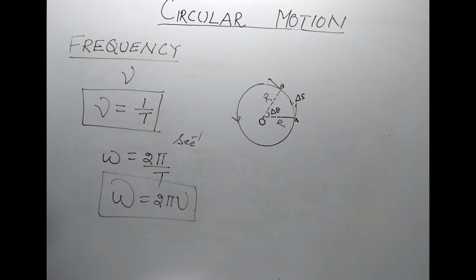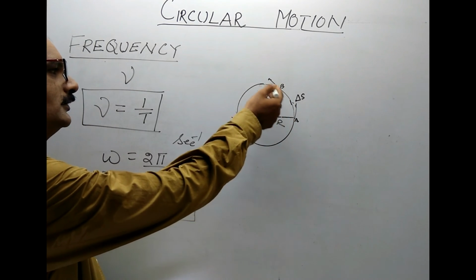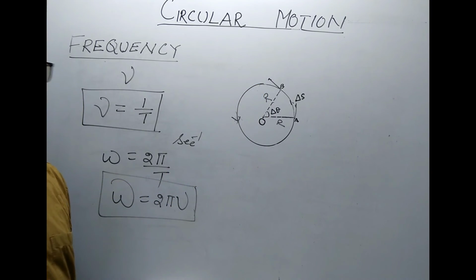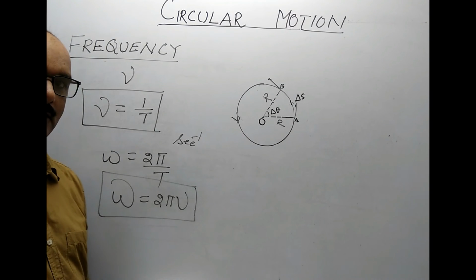Now, what is uniform circular motion? If a body moves in a circular path with constant speed, then this type of motion of a body is called as uniform circular motion. Right?